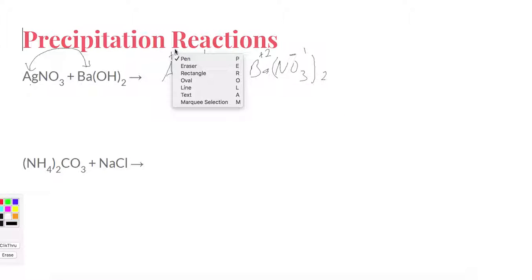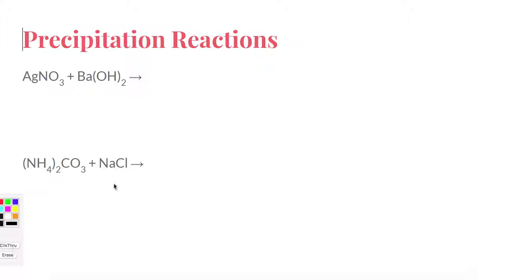Now when you're done here, guys, you want to make sure that you don't have those charges listed in your final answer. That's not appropriate. So there you go there. Identify the precipitate. It's the silver hydroxide. Alright.